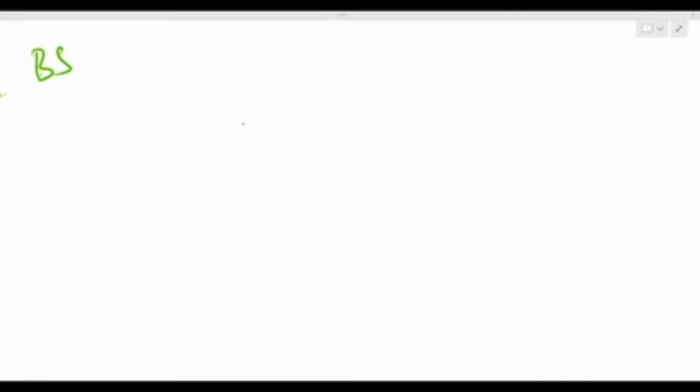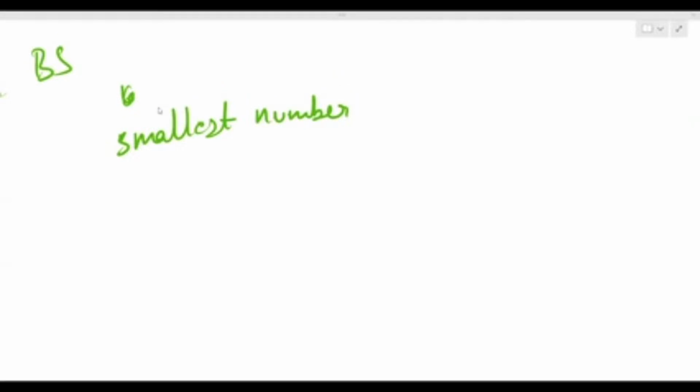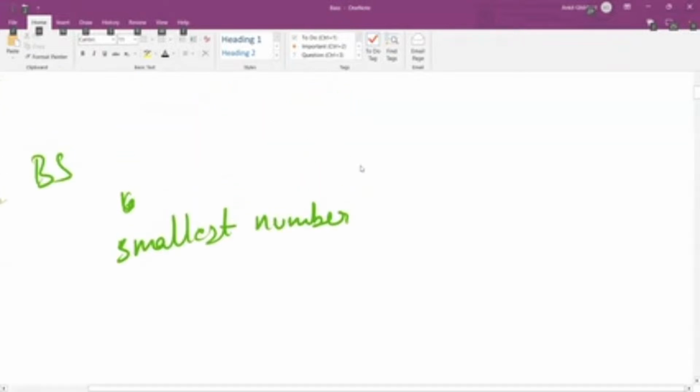Okay, so the problem is, suppose that you have to find the smallest number for which, okay, I'll share the link also. This problem is from GFG, but anyway, I'll share the problem. I shared it in the chat. So the problem is not from Codeforces, it's from the GFG platform.